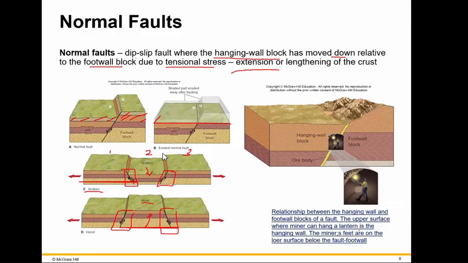So that's where the name came from. The miner's feet, okay, are on the lower surface, below, the footwall. Okay. So if you can hang a lantern here, that will be the hanging wall block. And where you're stepping on, all right, will be the footwall. And this is the ore body there. Okay. But then that is from the miner's perspective. But I'm just telling you that the hanging wall always rests on the fault plane. So please take note of that. And the footwall is below the fault plane. Very important.